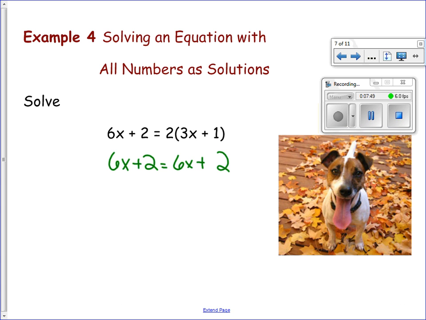If you'll notice, these are the exact same. So no matter what you put in for x, it will always be equal. So your solution for this one, the answer that you would put in there, is all numbers. You will show your work, then your final answer will be all numbers.